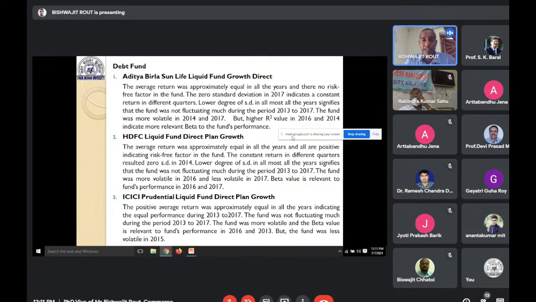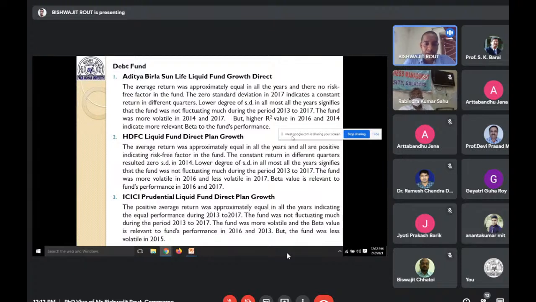So lower degree of standard deviation in almost all the years signifies that the fund was not fluctuating much during the period 2013 to 2017. The fund was more volatile in 2016 and less volatile in 2017. Beta value is relevant to fund performance in 2016 and 2017. And next company in this category is ICICI Prudential Liquid Fund Direct Plan Growth.